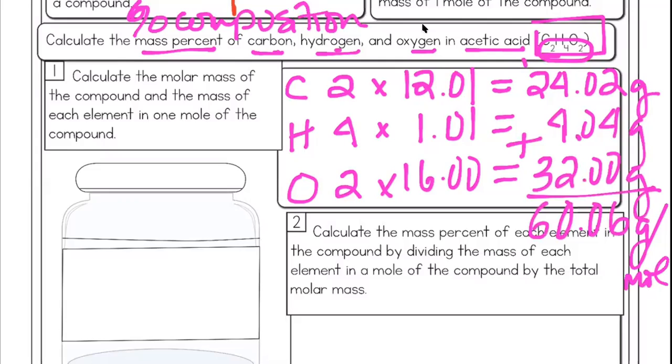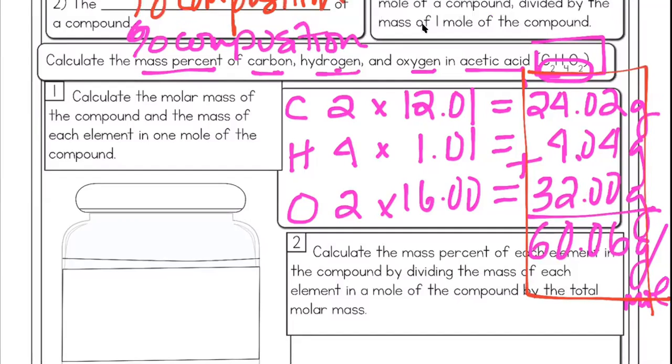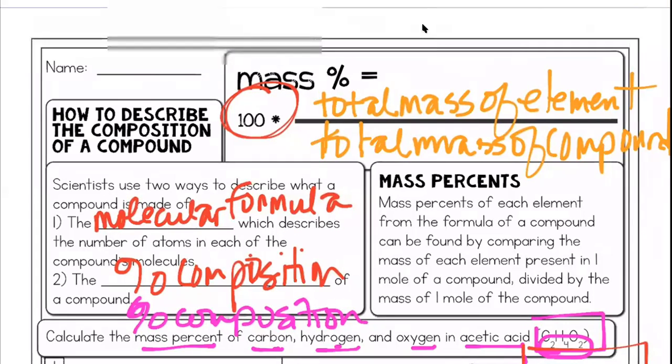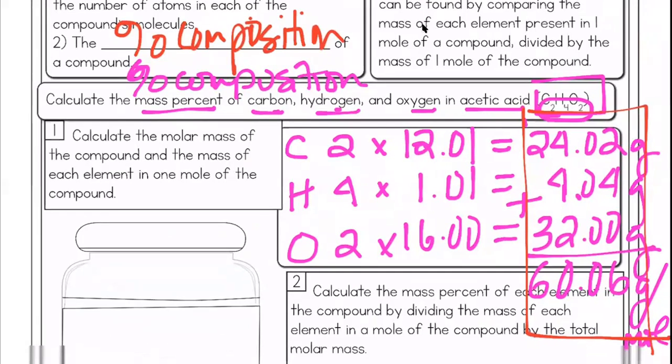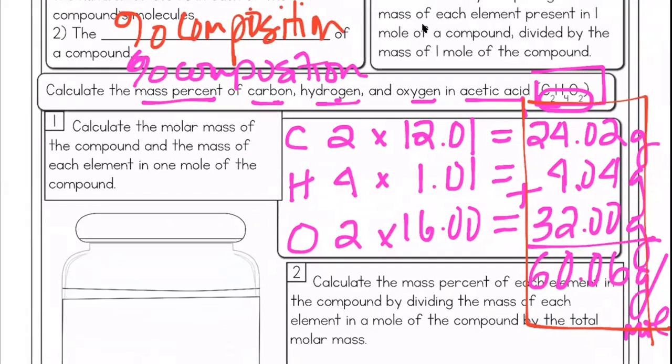So these numbers right here, these are all the numbers that we now need to calculate percentage composition, because I just showed you up here that the equation to calculate percent composition is total mass of element divided by total mass of compound times 100. And since this question asked us to do all 3 elements, carbon, hydrogen, and oxygen, we're going to have to do 3 percentage calculations. And these are the numbers we need, okay? The ones that I just kind of boxed in red.